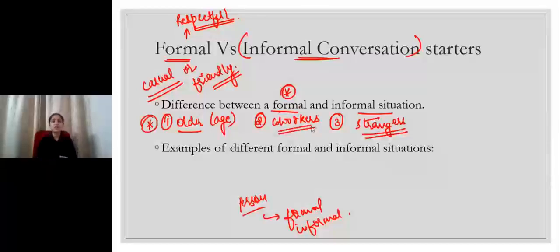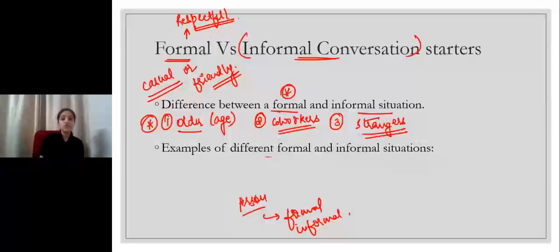Most of us tend to be informal with friends, which is absolutely fine. But when I say informal, the key word that you need to keep in mind is that you need to be casual, you need to be friendly, you can be candid, but you cannot be disrespectful.